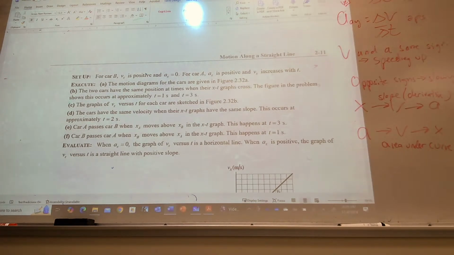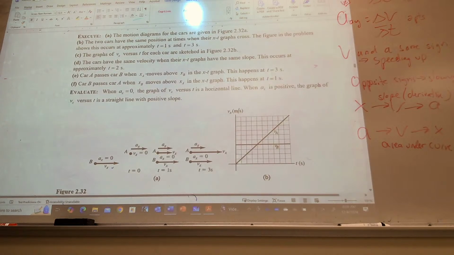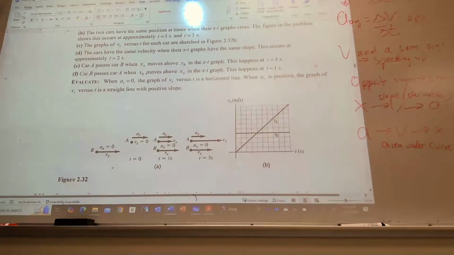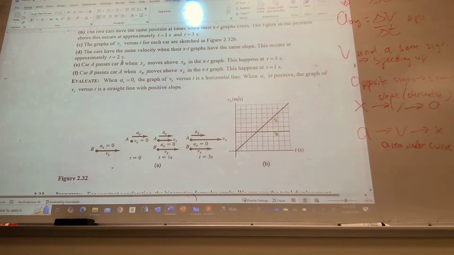Anybody? Where do those curves have the same slope? 1 and 3. Well, no, they intersect there, but their slopes aren't the same. Where are their slopes the same? At 2. Okay. So you can see they intersect at 1 and 3. So what times do they have the same position? That's obviously at 1 and 3. They have the same velocity when they have the same slope at 2.